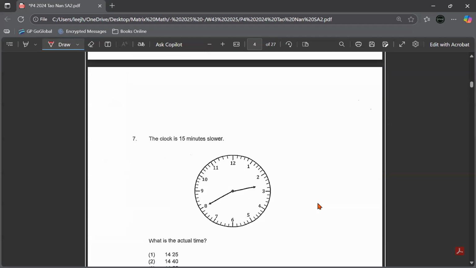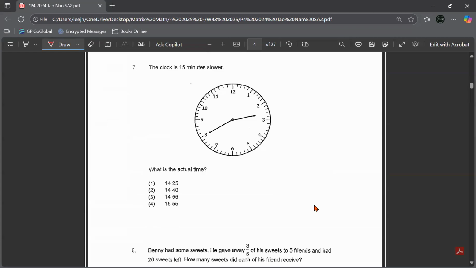Okay. Question 7. The clock is 15 minutes slower. What is the actual time? So you look at this, it is actually 24-hour format.